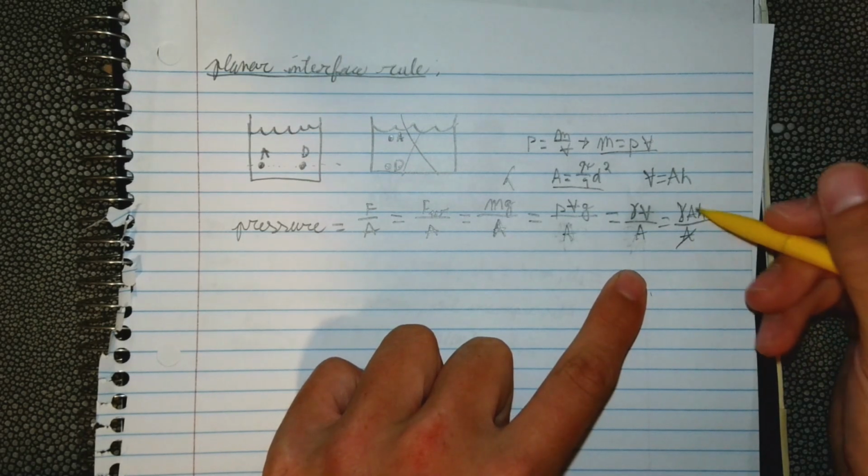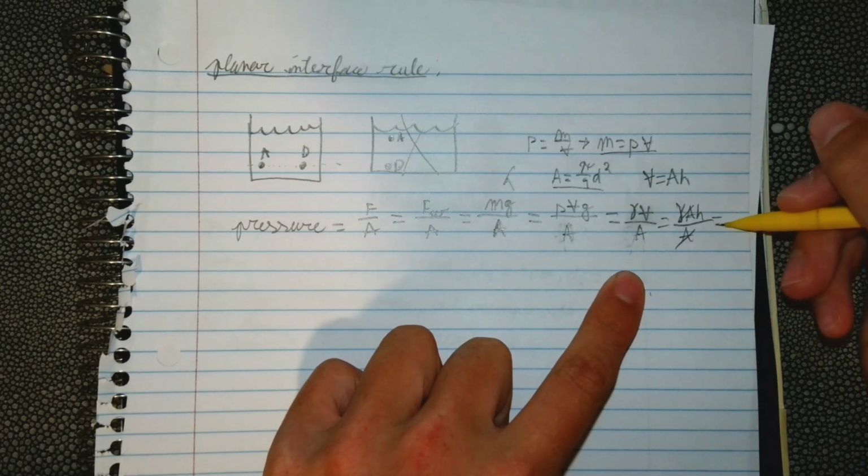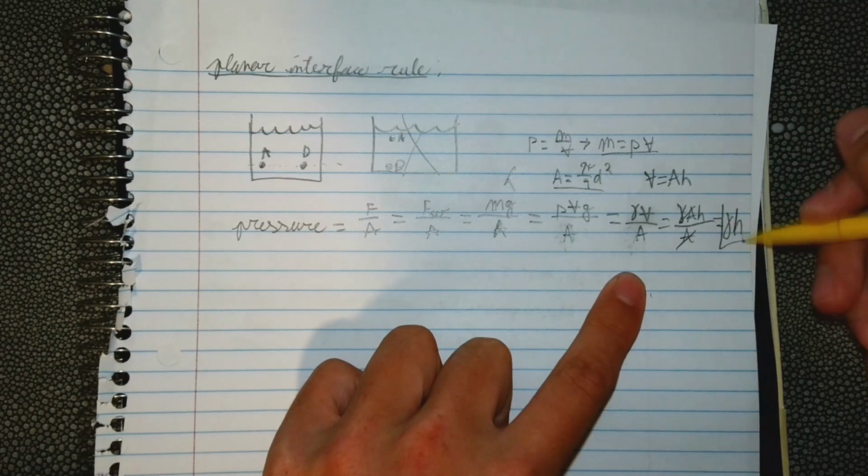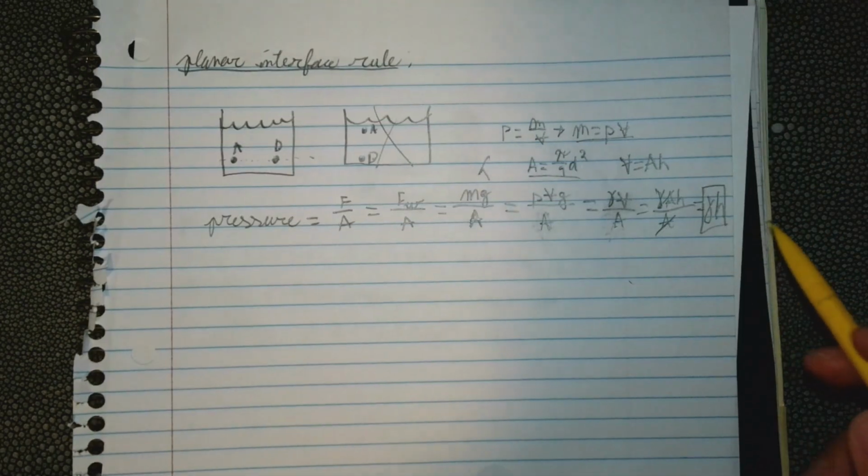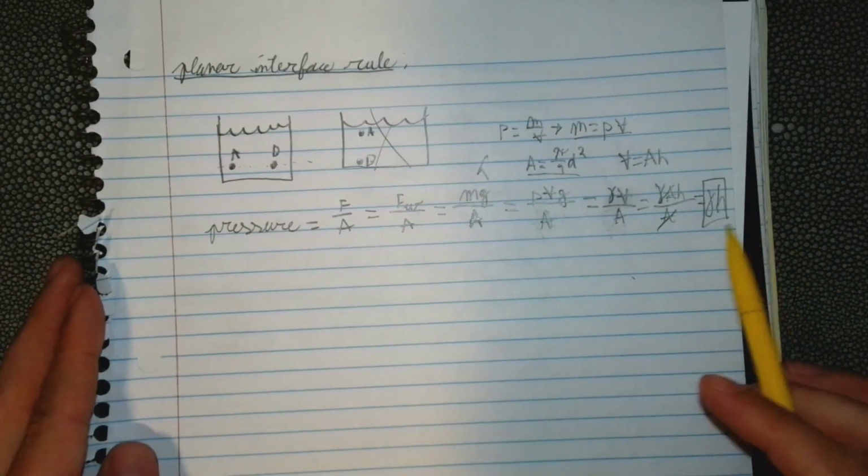And then we can cancel these out, and we're left that pressure equals this, right? So that's how we got to this. You don't have to do this. I was just showing it out. You don't have to do this every time.